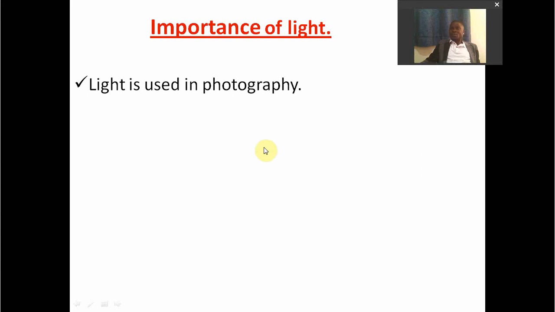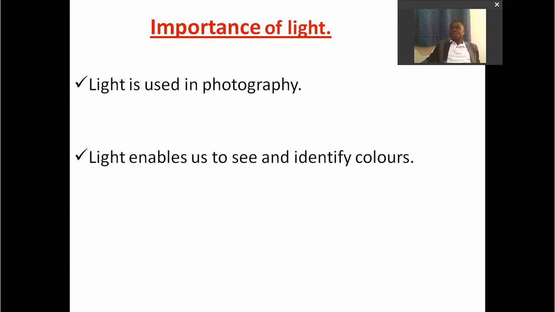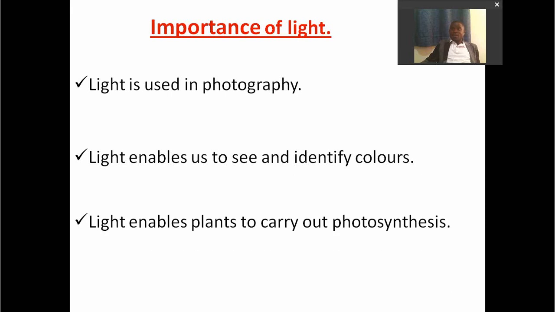It is used in photography. You can also write and say it is used in videography. Light enables us to see and identify colors. Yes, you can only identify colors when using light. Light can enable you to see and identify colors.